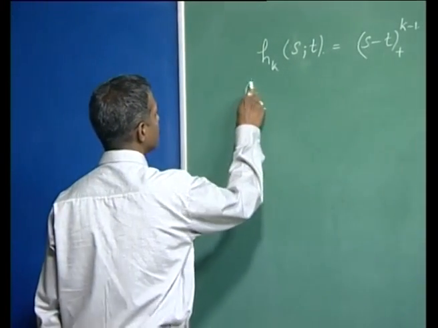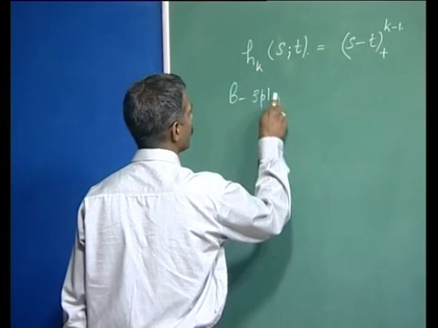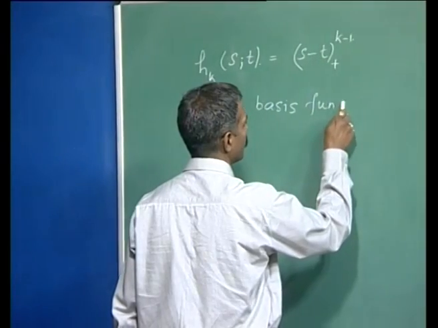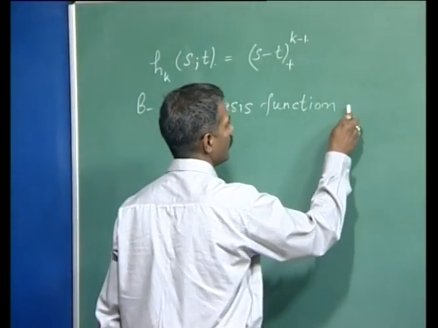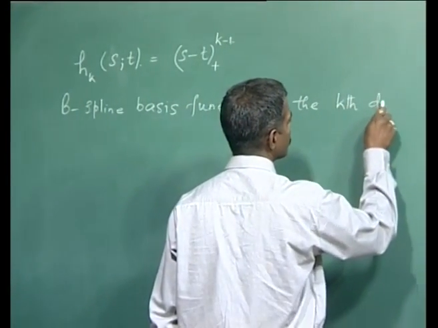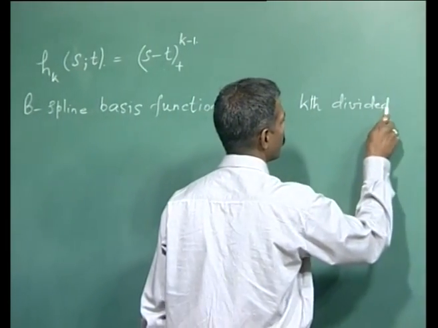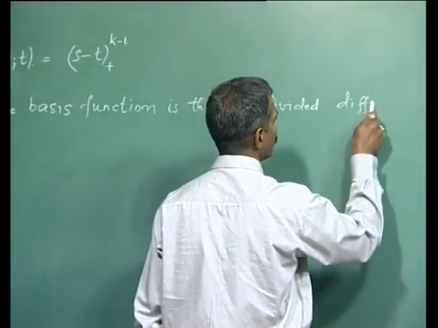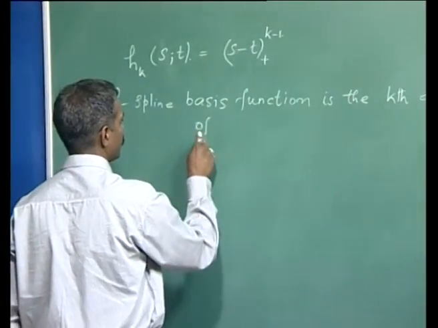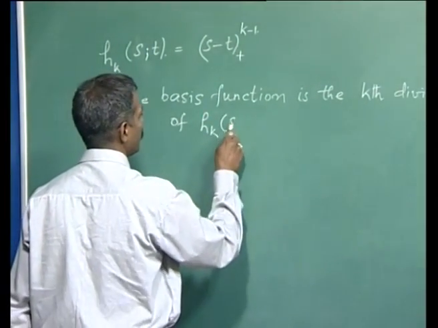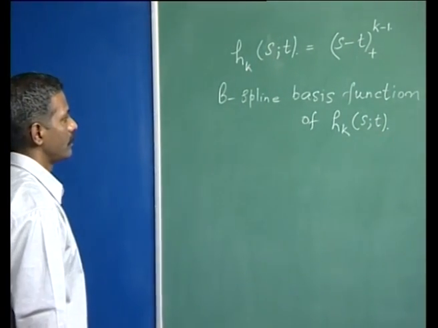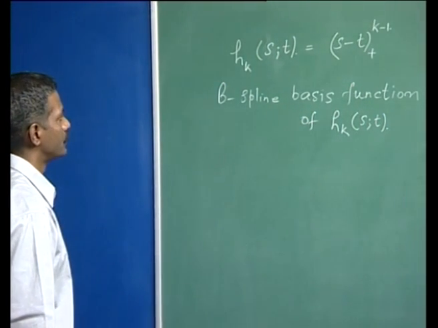Now, a B-spline basis function is the kth divided difference of h_k(s; t). We have made this proposition before, and we have shown that this is indeed true.